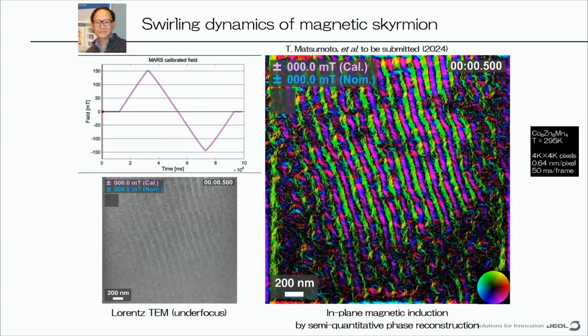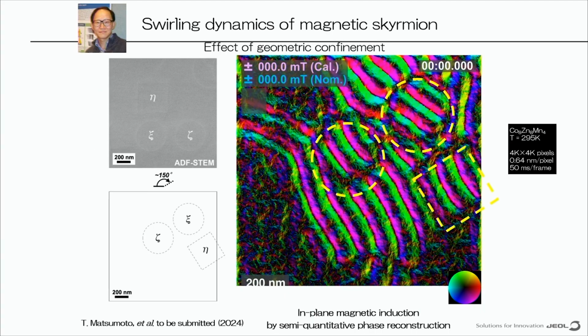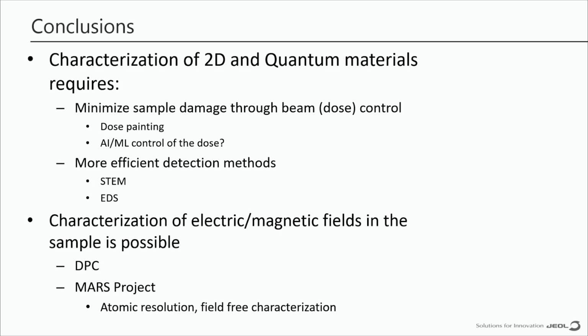So with that, I'll finish up real quick. We can minimize the doses. We can minimize any of the sample damage that we see, and we can then apply all of that together and look at these electric and magnetic fields in these sorts of materials. So, thanks.